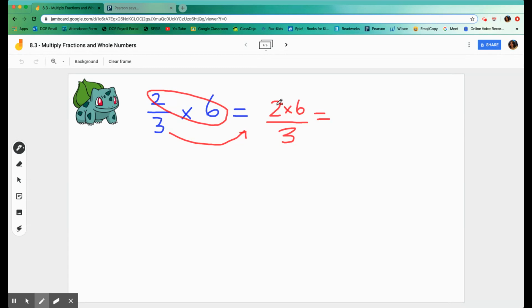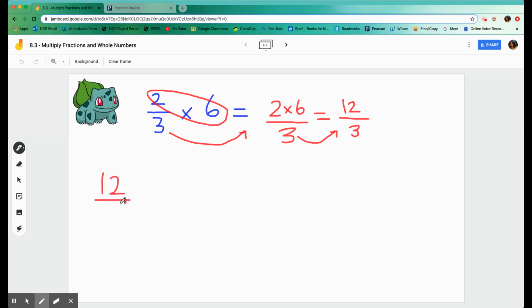So let's multiply. 2 times 6 is 12, and our denominator is 3. So we multiplied our fraction 2/3 times our whole number 6, and our answer is 12/3.